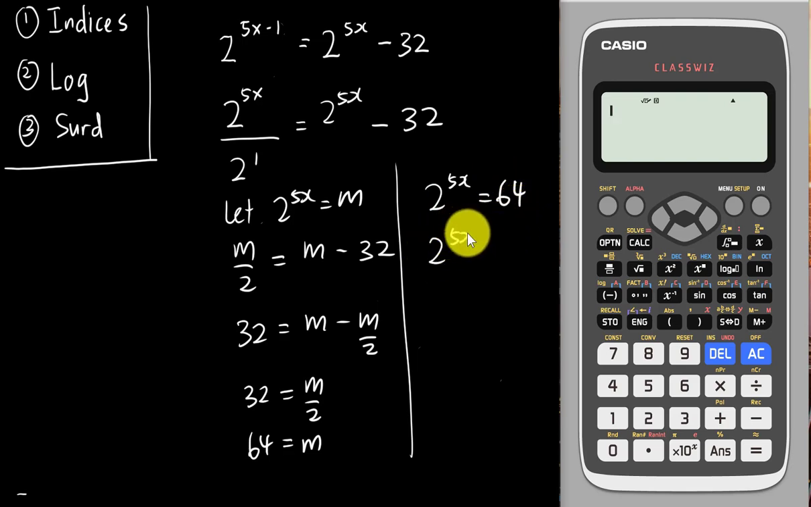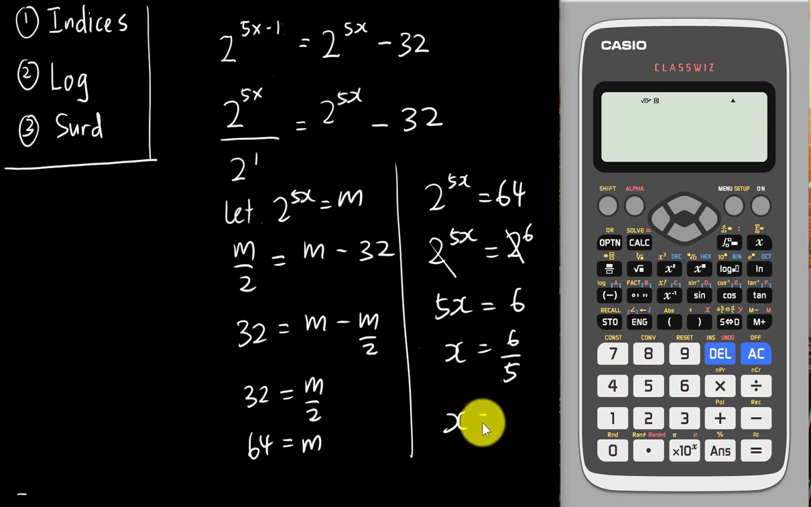So 2 power of 5x equals 64, and 64 is basically 2 power of 6. You can just try using the calculator to type 2 power of 6. See, this is 64? Yes, it is 64. So I know 2 power of 6 equals 64. Alright, then I will continue. Whenever you have the same base here, we can just ignore the base, and then we know that 5x equals 6. Then x equals 6 divided by 5, so x equals 1.2. Or you can just type in the calculator 6 divided by 5, and you should get 1.2 here.